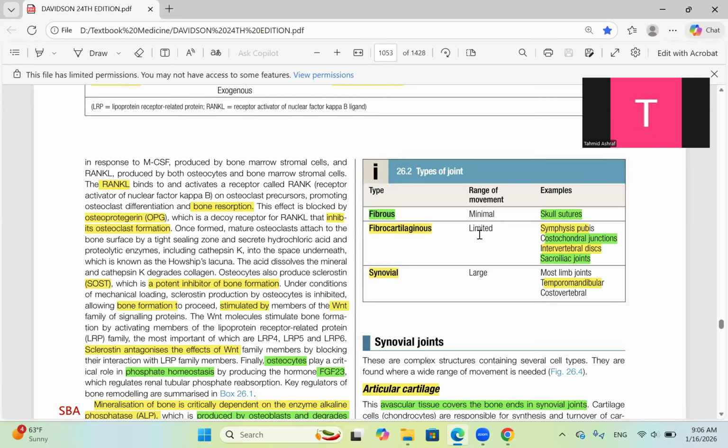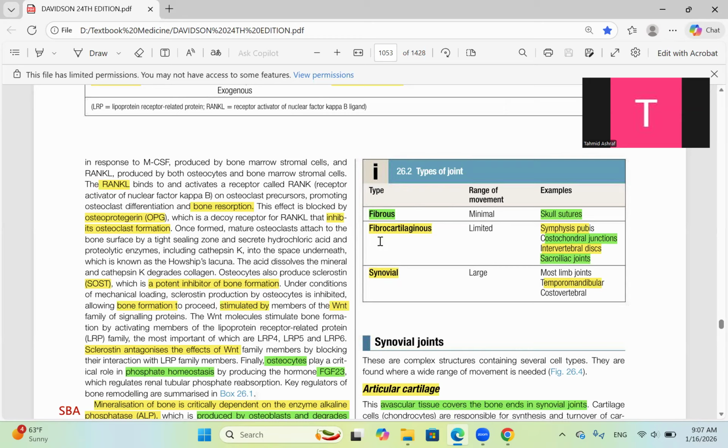Those are the previous two, the intervertebral disc and the symphysis pubis, and then the costochondral junction, and then the sacroiliac joint. Come again. Four examples of fibrocartilaginous joint: the symphysis pubis, the intervertebral disc, the sacroiliac joints, and the costochondral junctions.